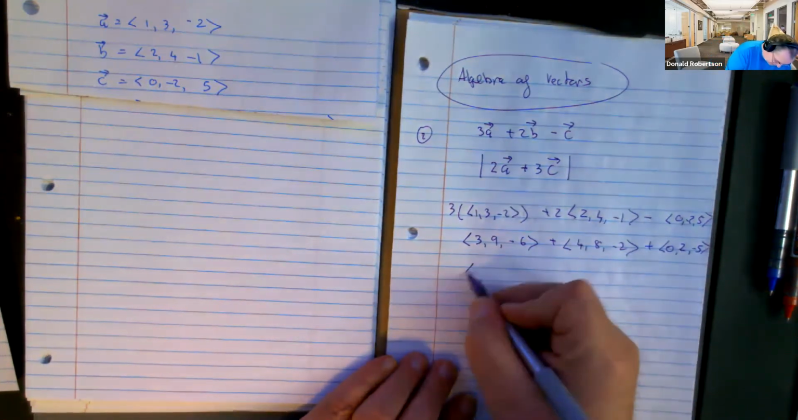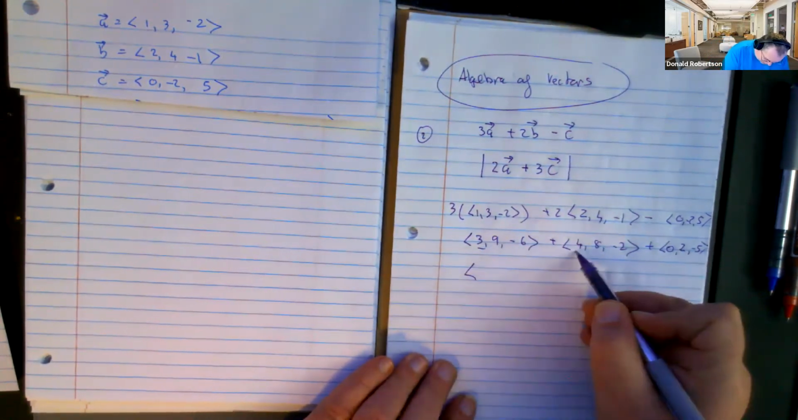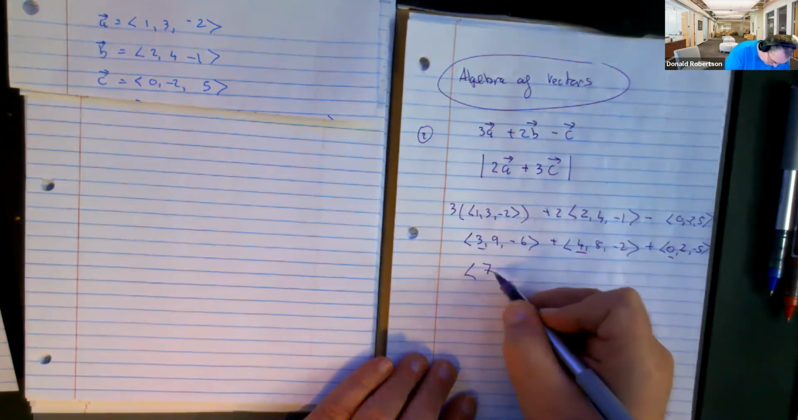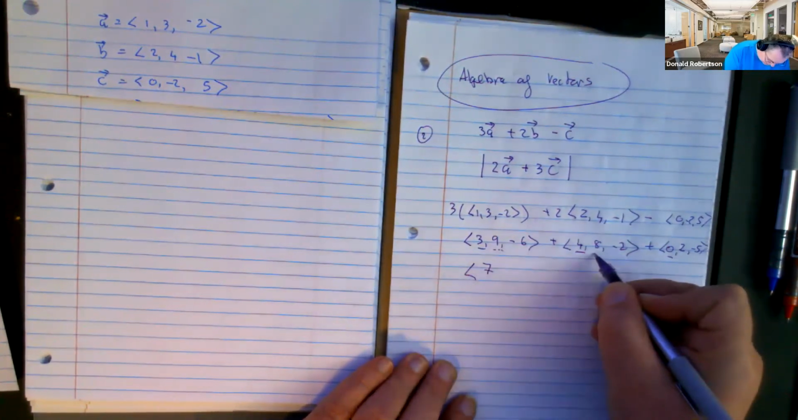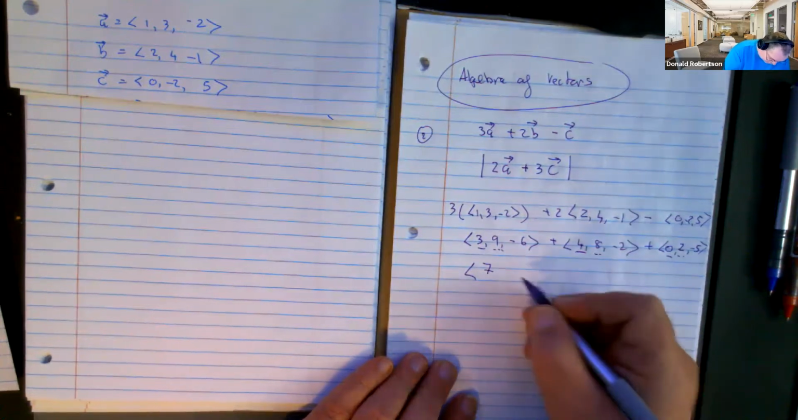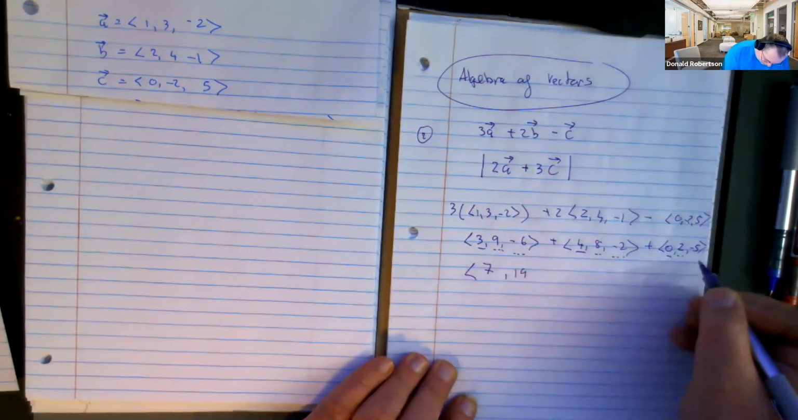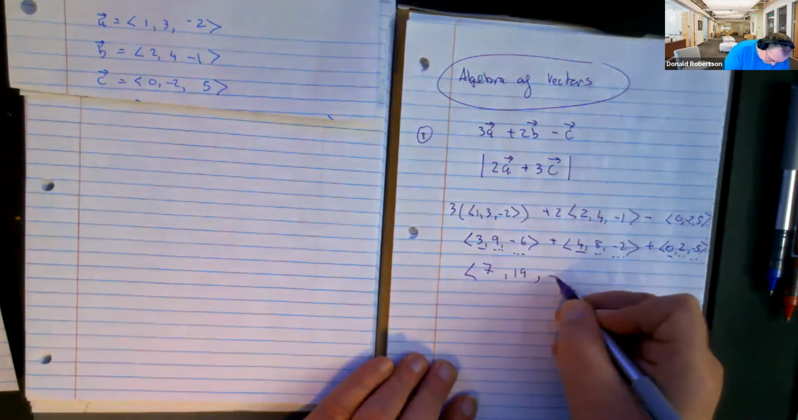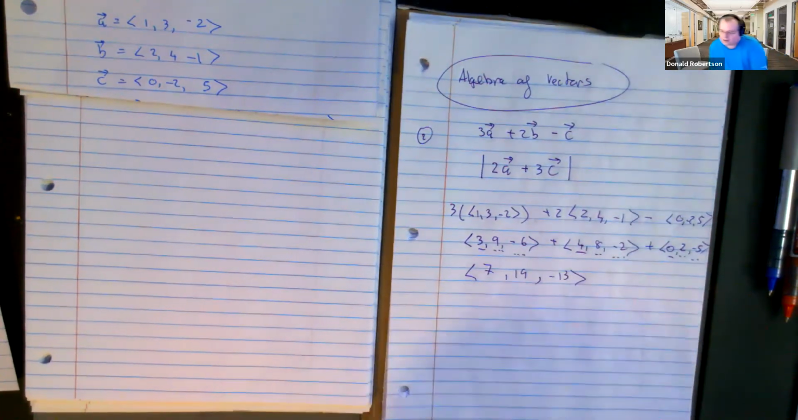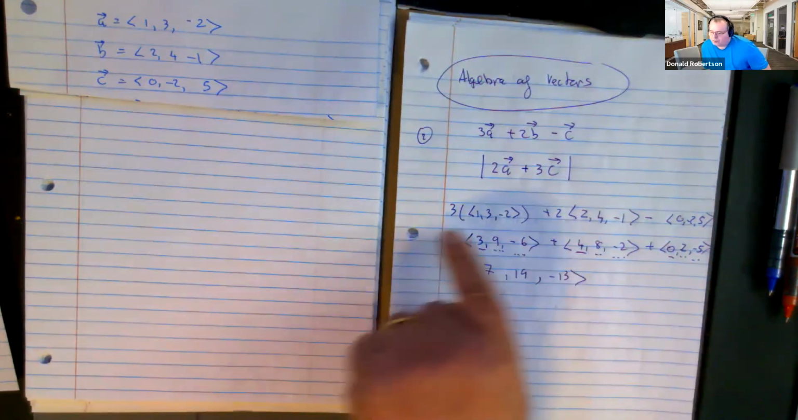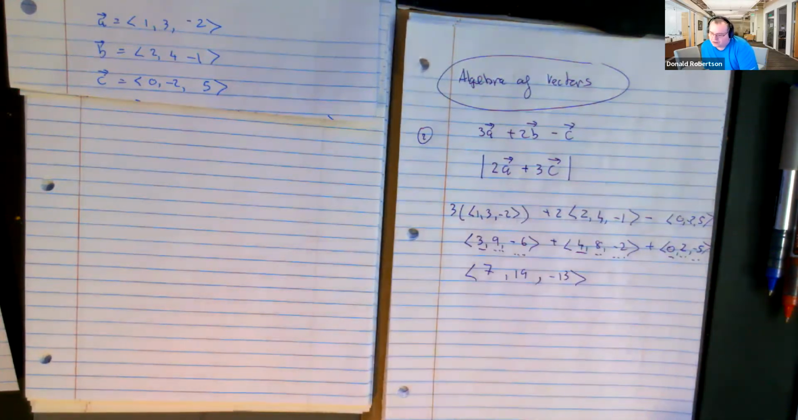And now I can add them in my head. 3 add 4 add nothing gets me 7. 9 add 8 is 17, and 2 makes 19. Negative 6, negative 2 is negative 8, oh, negative 13. Are you comfortable with any linear combination, any scalar multiple added together, subtracted? You could do it. Does that seem reasonable? Once you've seen one, you've seen them all.